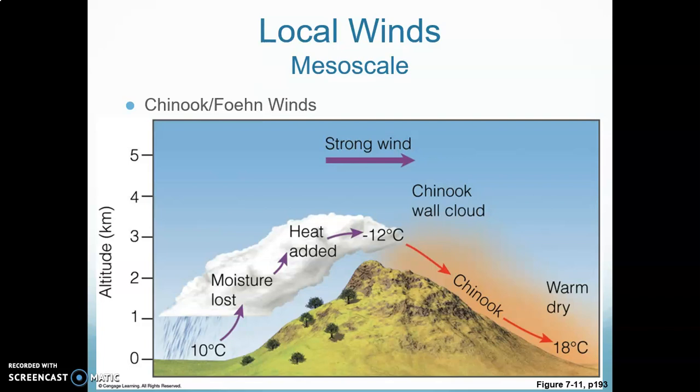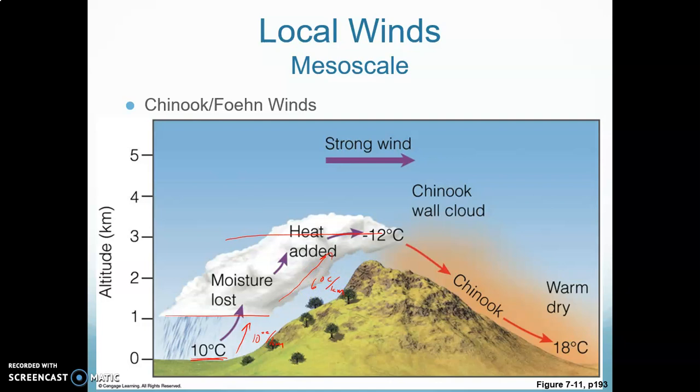Here's the idea. You have air that is, say 10 degrees Celsius. As it rises, it reaches the dew point, creates a cloud, and then cools. So as it rises, it falls at a rate of 10 degrees Celsius per kilometer, the dry adiabatic rate. But then as it continues to rise to the top of the mountain, it decreases at a rate of 6 degrees Celsius per kilometer. Remember, that's the moist adiabatic lapse rate.